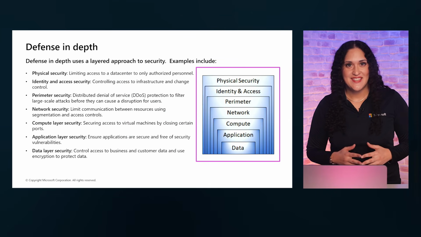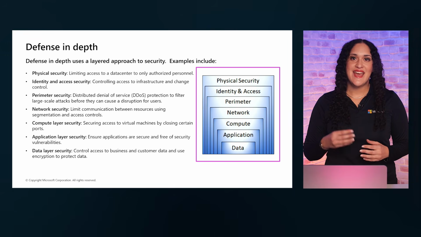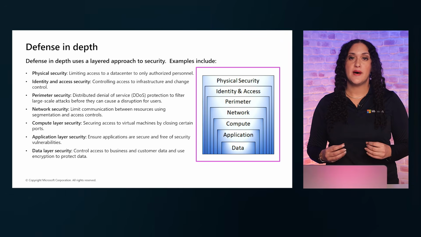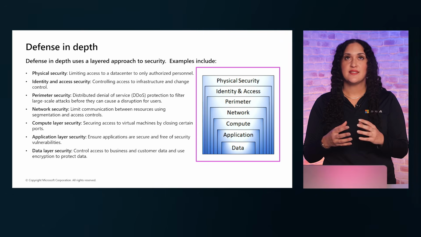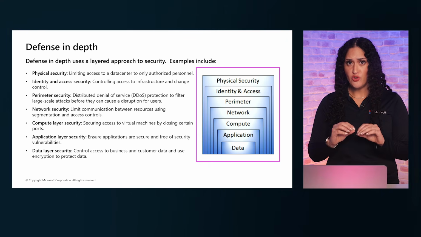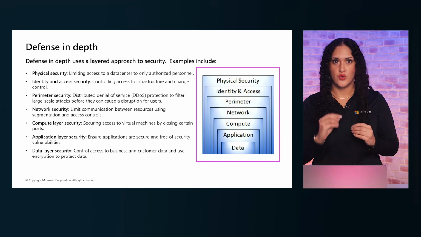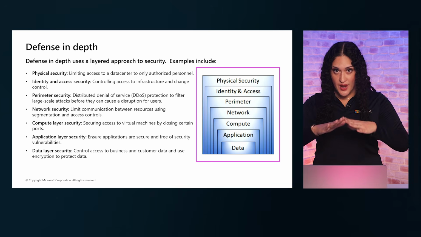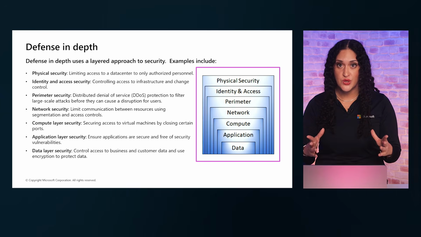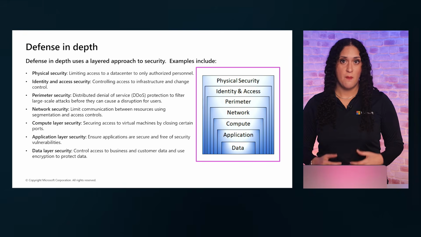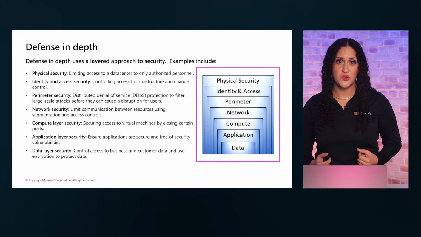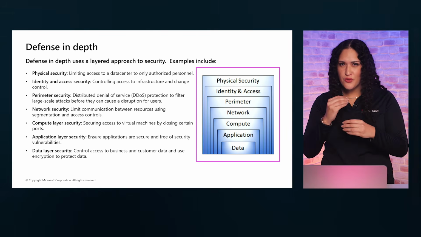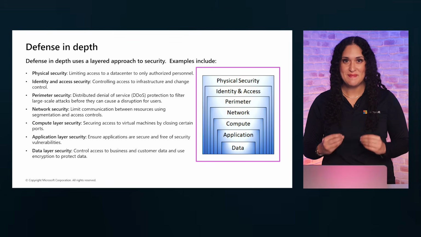Now, let's talk about defense in depth. Defense in depth is a security strategy, like an onion, that protects systems and data by using multiple layers of protection instead of relying on a single barrier. So, rather than assuming one control, like a firewall, will stop every threat, defense in depth spreads security across layers such as physical security, identity and access controls, perimeter protection, networks, compute resources, applications, and finally, data. An attacker has to peel through many layers before reaching what really matters.